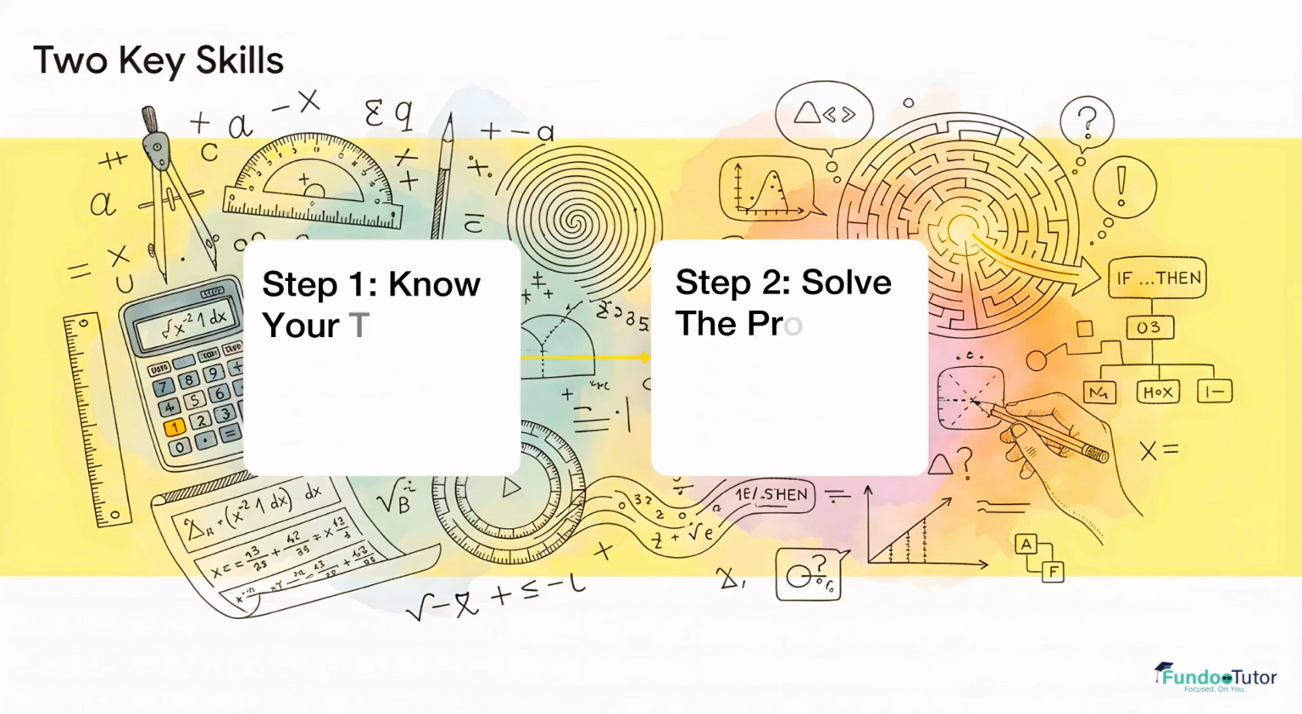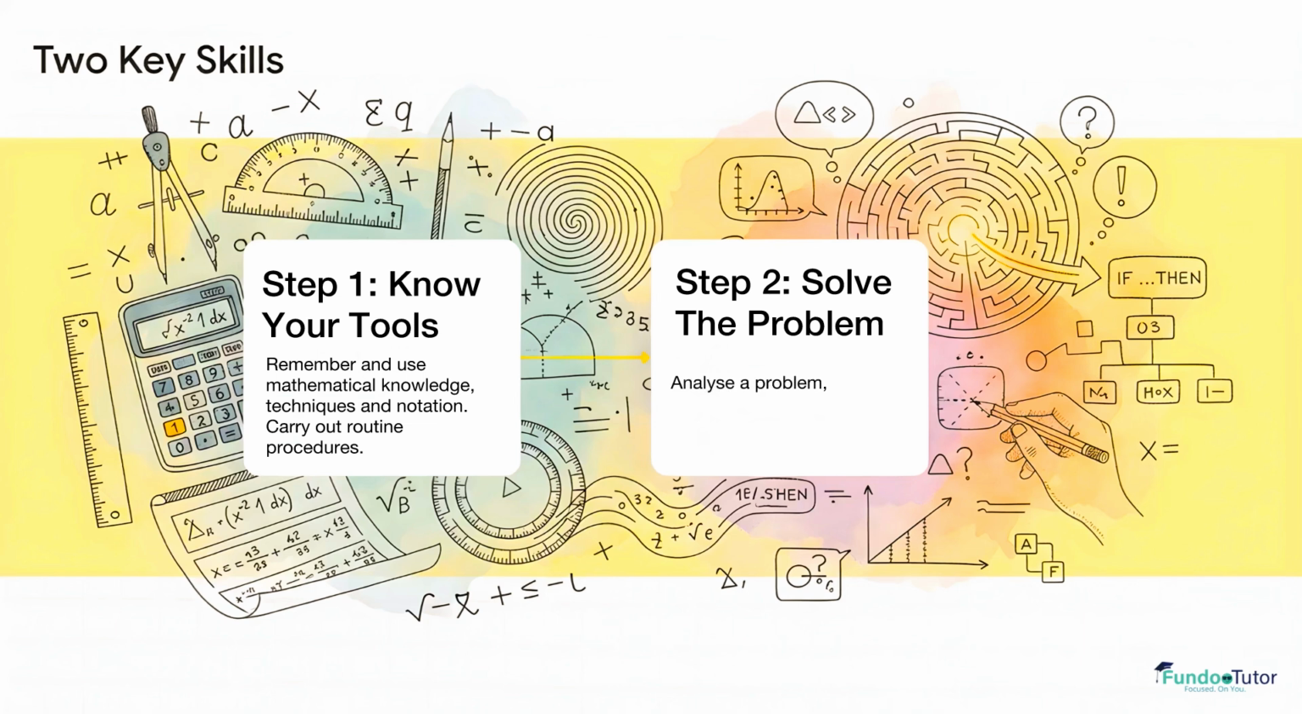And it really boils down to 2 main things. First up, Step 1. Know your tools. Basically, can you remember and use the right formulas, the right techniques? Can you do the routine stuff correctly? And then there's Step 2, Solve the problem. This is where you have to analyze a situation, figure out a strategy, and then clearly show how you got your answer. You need both of these to really ace the exam.